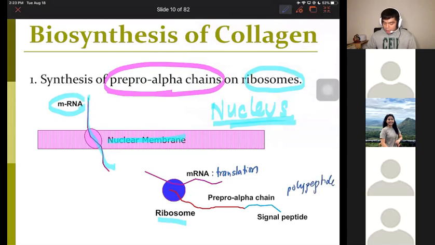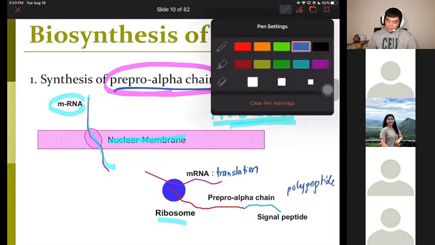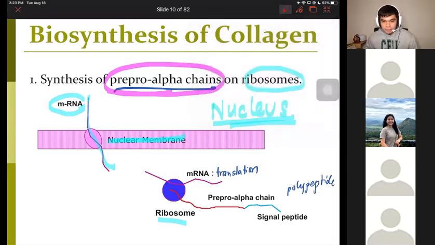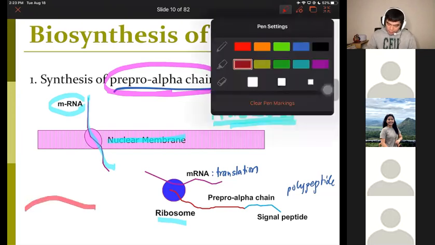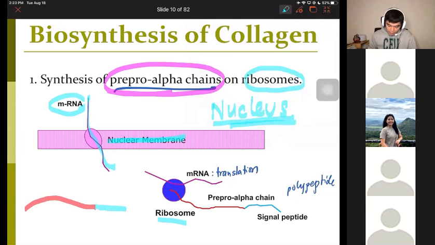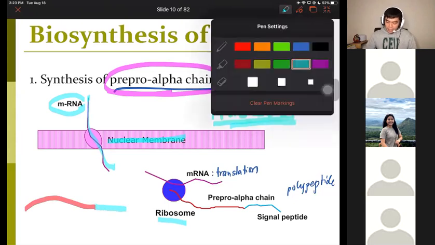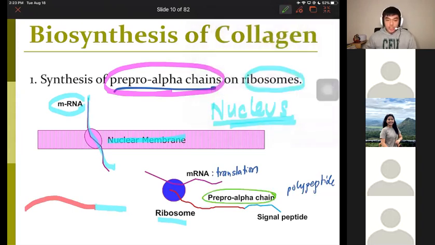At ang tawag sa polypeptide na yon ay pre-pro-alpha chain. Okay, pre-pro-alpha chain. Again, that polypeptide is called the pre-pro-alpha chain. So ito siya, yung may color red at color blue. I'm drawing it here, yung may color red at may color blue. Talagang magkaiba yung kulay niyan. So collectively, makinig, collectively, ang tawag dyan ay pre-pro-alpha chain.